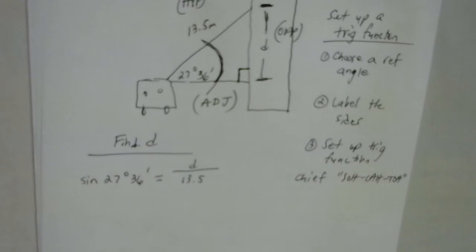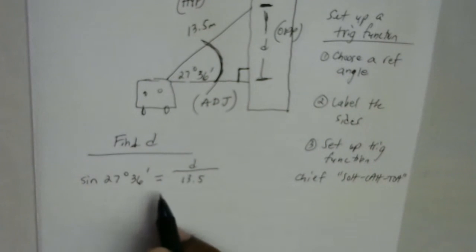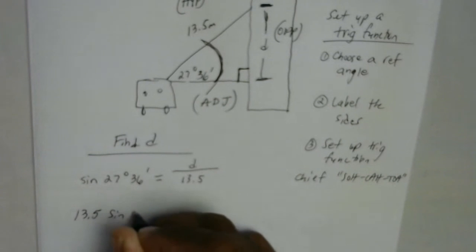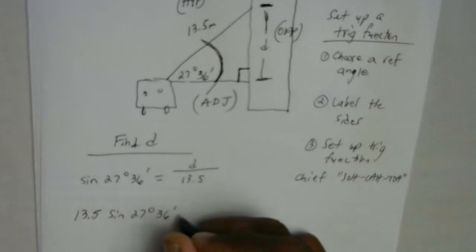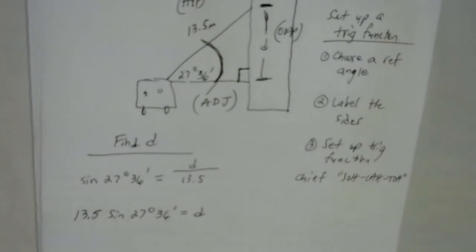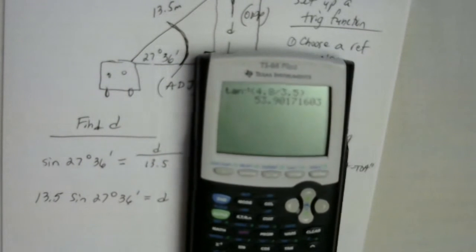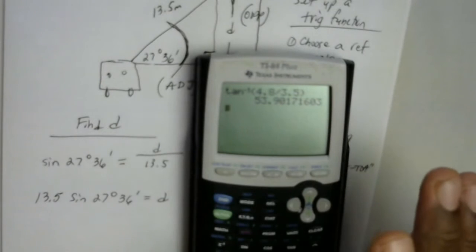And now I'm going to solve it for D. In order to solve for D, the first thing I'm going to do is get rid of all the fractions, so I'm going to multiply both sides by 13.5. So we have 13.5 times the sine of 27 degrees, 36 minutes should equal D. I'm going to use a calculator to find D. I'm in degree mode, so I'm in the right mode.